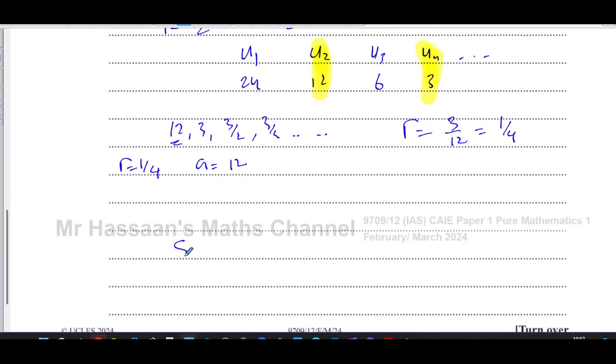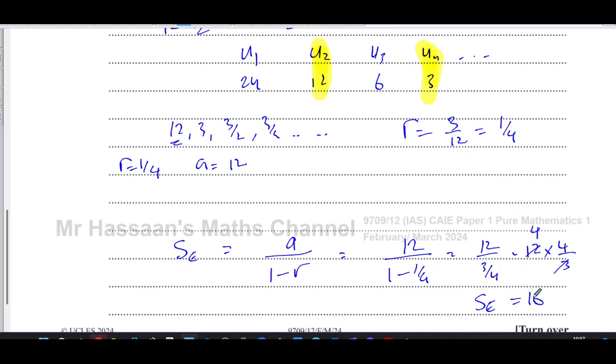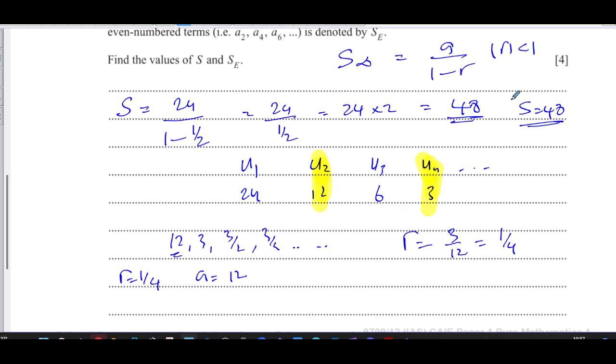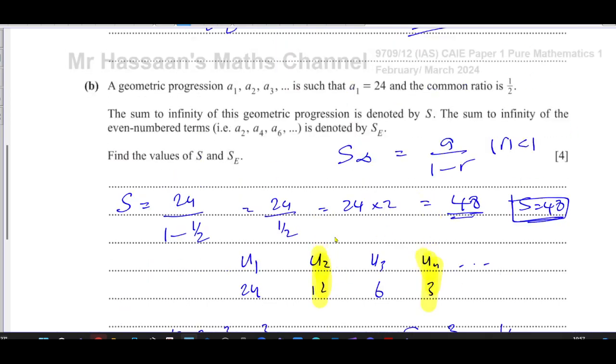So SE then is going to be given by A over 1 minus R, which is 12 over 1 minus 1/4, which is 12 divided by 3/4, which is 12 times 4 over 3. You divide by a fraction, you multiply by its reciprocal. They cancel out, so you're left with 4 times 4 is 16. So SE is equal to 16. So we have SE is 16, and we have S equals 48. And that concludes this question.